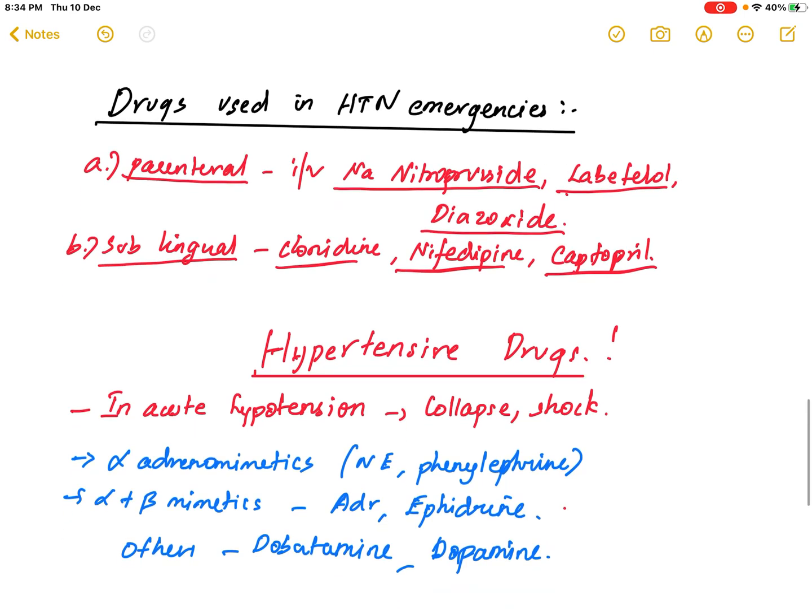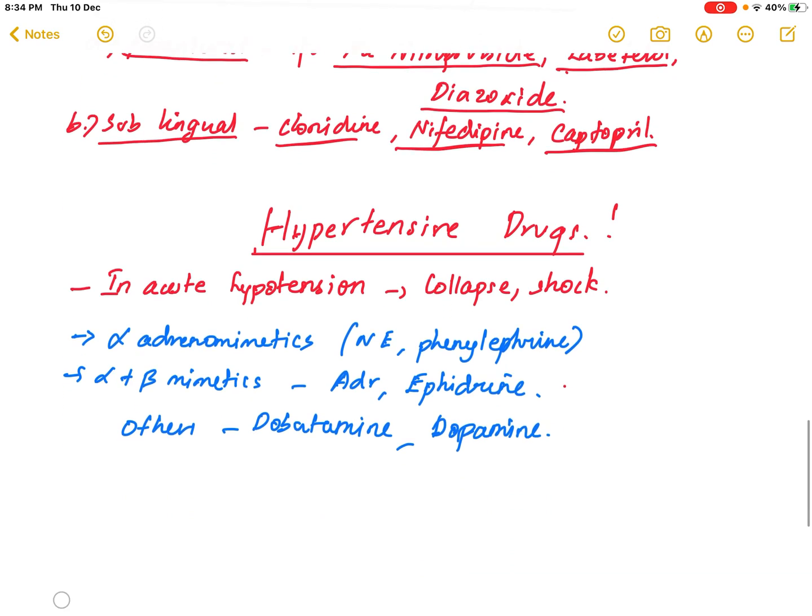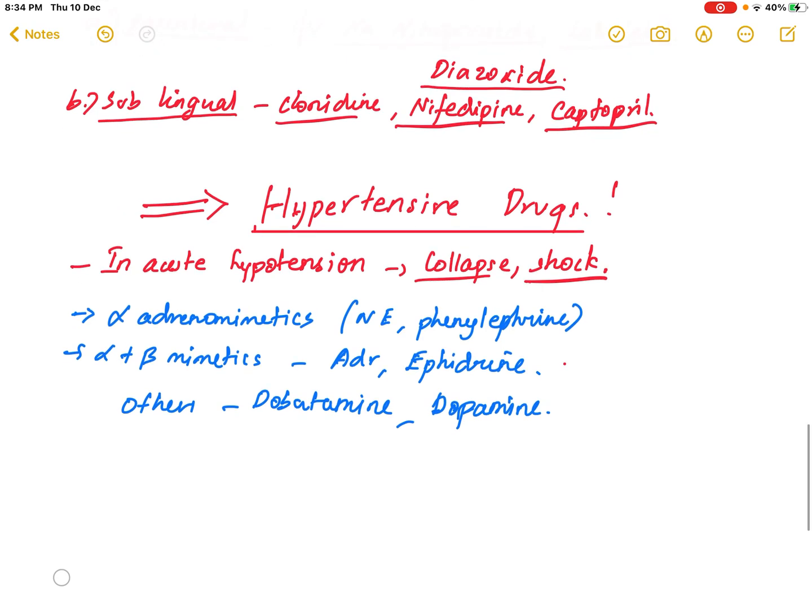So now we've seen all the antihypertensive drugs. Now we can look at the drugs which can induce hypertension. So some indications where we use hypertensive drugs include acute hypotension, where the patient is suffering from a collapse or a hypovolemic shock. So in these patients, we need to increase their blood pressure so that the perfusion stays normal.